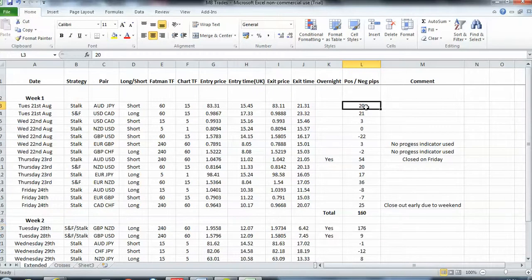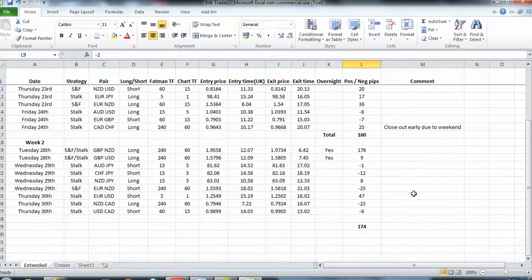And that's what we've got on the spreadsheet. This is last week here. Can you see 160 pips made? Look at the winners. You've got a 54 there and a 36. The biggest loser he's had was a 22. Alright, a 54, a 20, a 17, a 36 and a 25. The biggest loser was a 22. The other losers were an 8, a 7 and a -2 there.